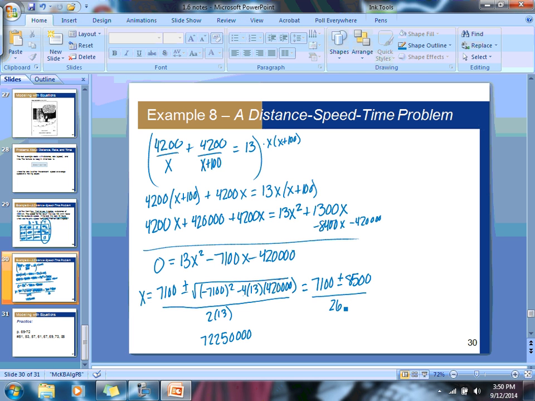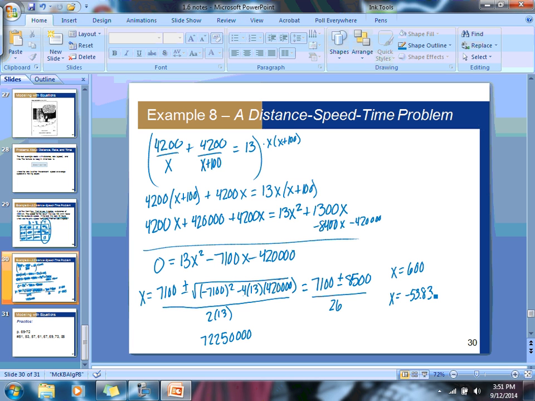So now we get our two answers by adding our numerator and then subtracting the terms in our numerator. So if we add, we're going to get 7,100 plus 8,500, and then that'll divide by 26. So we actually end up getting 600. If we do 7,100 minus 8,500 and then divide by 26, we get negative 53.85.